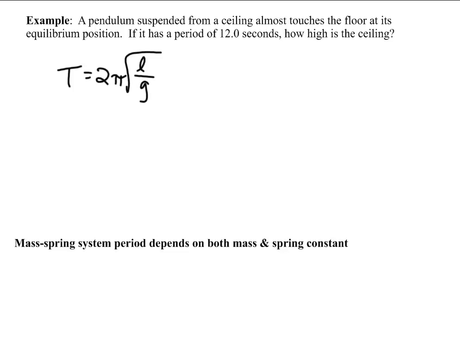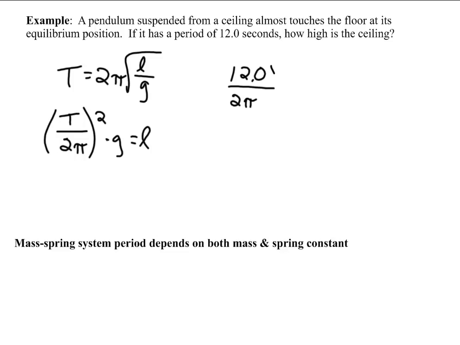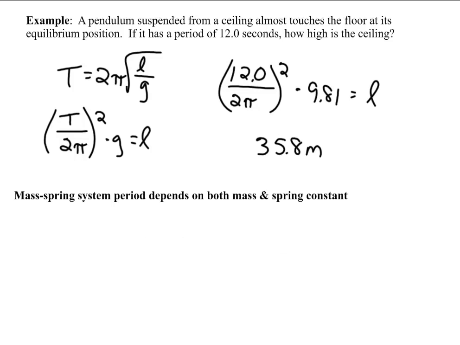So we can reorganize this. The period over 2 pi, and that quantity getting squared, times g gives us the length. So our period is 12 seconds over 2 pi. We'll square that. g is 9.81, and that equals the length of our pendulum string. And what we find is we get a length of 35.8 meters.